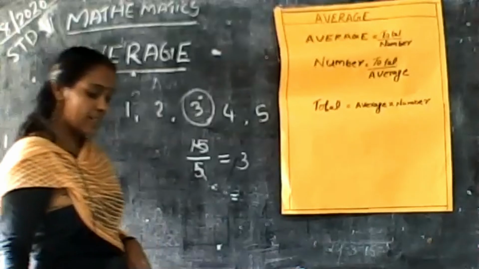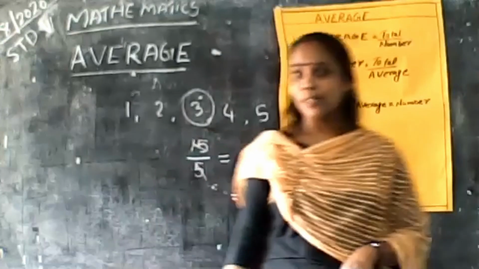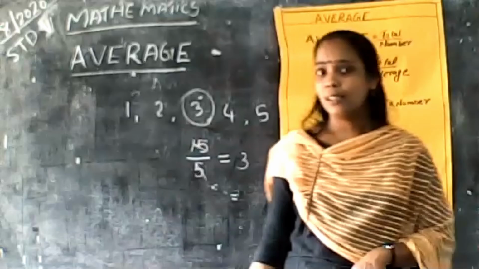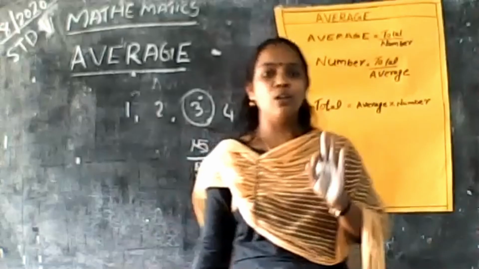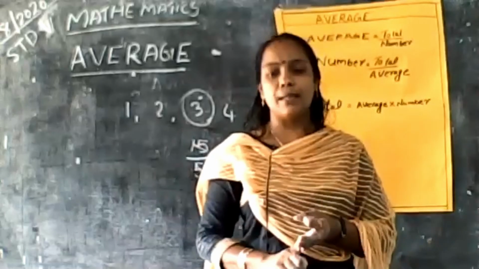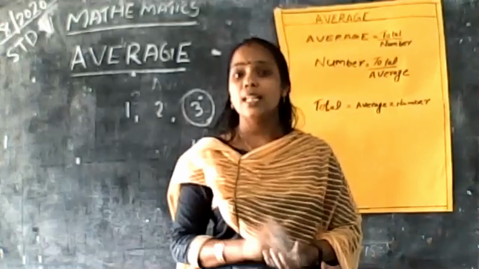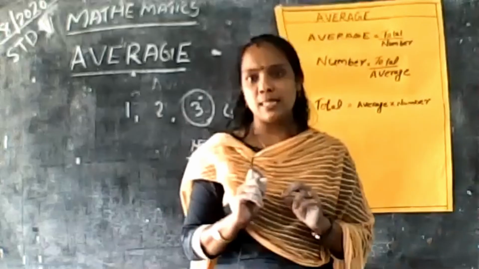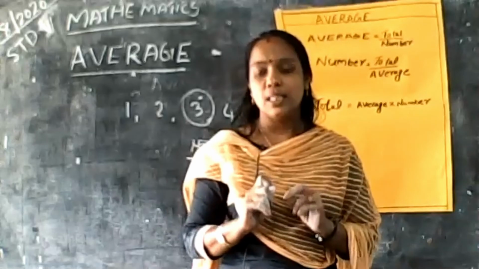The average is very simple. How can we find the average? Total by number. That is connected to some equations also. There are 3 terms in average: average, total, number. If one term is missing, how can we find it? Write these equations in your notebook.